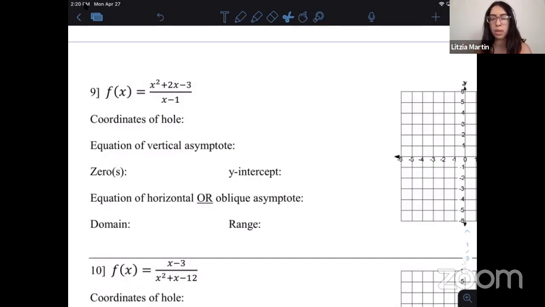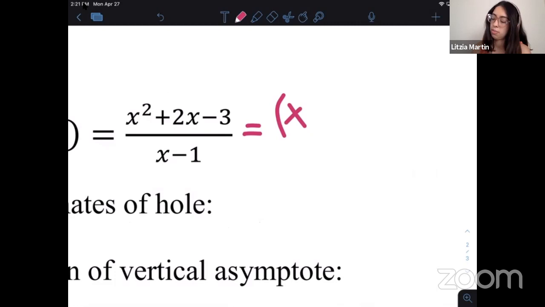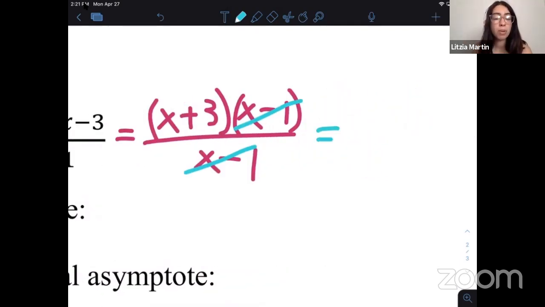So we start with factoring, so we can see if there's anything that we need to cancel out and turn into a hole. So this is going to become x plus 3 and x minus 1, all divided by x minus 1. So I can see already this is an interesting problem, because what's going to happen is I'm going to cancel out x minus 1, and that means we have a hole, but what does that leave me with? It leaves me with just x plus 3.